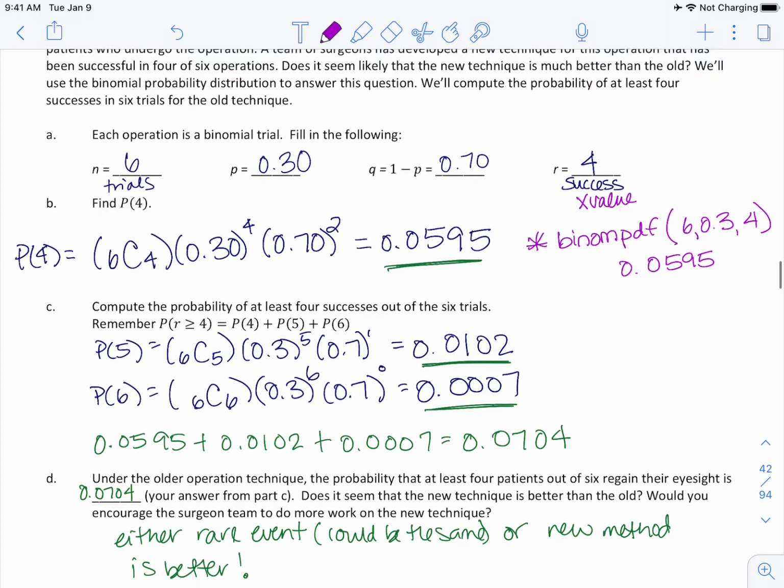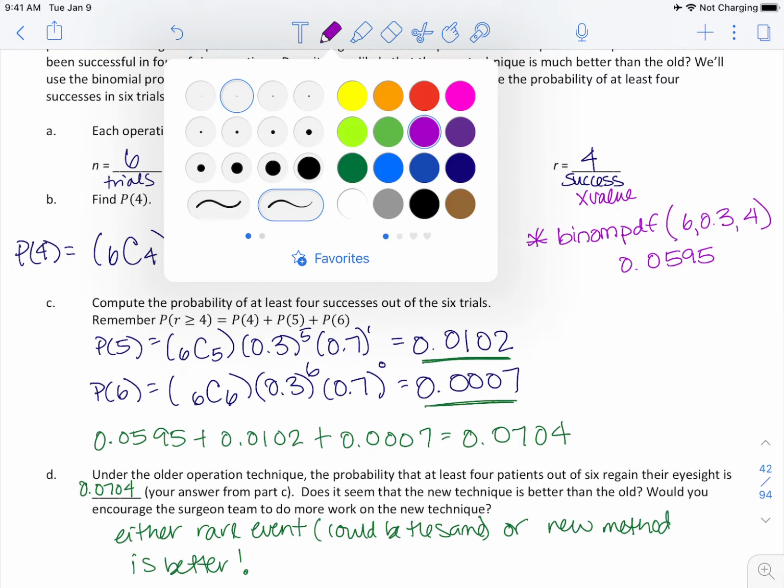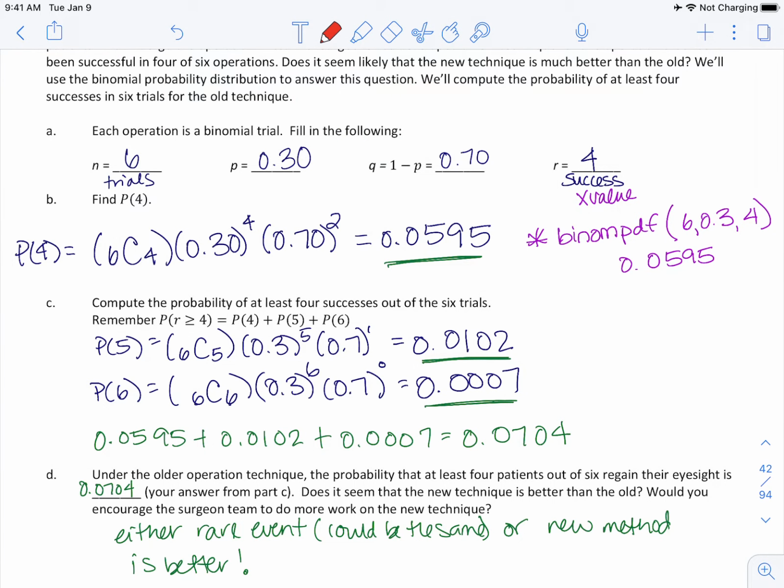Now, if I wanted to do the cumulative probability, so for this one, we can see that we have R is greater than or equal to 4. So remember, this is equal to 1 minus the probability that R is less than or equal to 3. So for this one, I would do 1 minus binomial CDF of 6, 0.3, 3. And that's going to also give us the same answer, 0.07047.